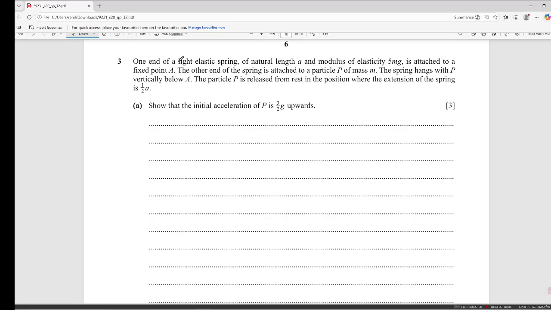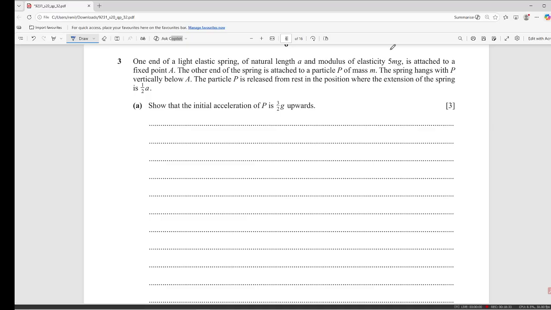I like reading the question first. Okay, one end of a light elastic spring of natural length a, modulus 5mg, is attached to a fixed point A. The other end of the string is attached to a particle P of mass m. The spring hangs vertically with P vertically below A. I'm assuming this is just a vertical spring then. P is released from rest in the position where the extension of the spring is 1 by 2a. Show that the initial acceleration of P is 3 by 2g upwards.